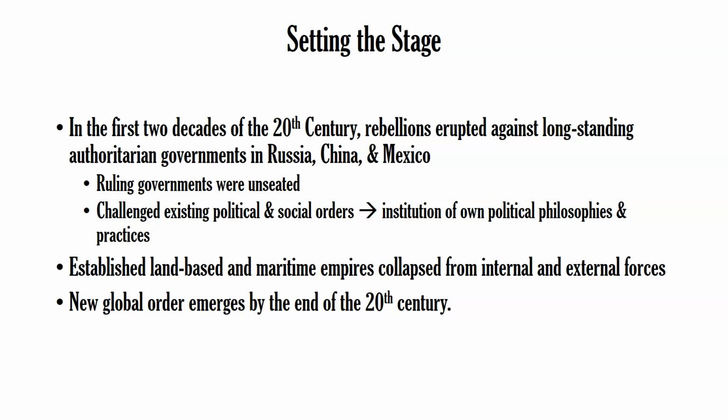We're going to see challenges to the existing political and social orders that existed in these countries, which lead to institutions of the party that comes into control, where they develop their own political philosophies and practices. We're going to see these empires, which have long been established land or maritime-based empires, collapse due to these internal and external forces. And so much so, with a variety of everything else that we're going to talk about moving forward in this last part of AP World History, we're going to see a new global order emerge by the end of the century, even though we're going to be focusing in this section just on the first 20 years.